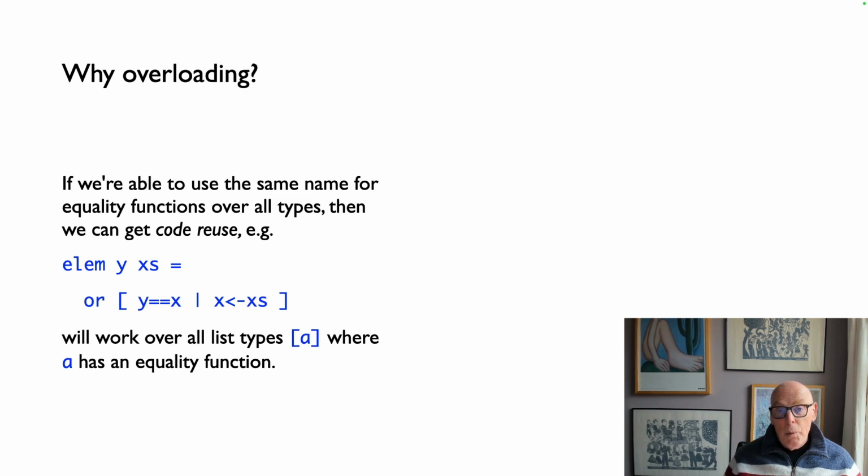Now, why do we want overloading? Well, if we are able to use the same name for equality functions over all types, we get code reuse. So we can write, here's a definition of a test for y being an element of the list xs. That single piece of code will work over all list types when the base type A has an equality function. So what we need to do somehow is express that informal idea, has an equality function, inside the type mechanism of Haskell.